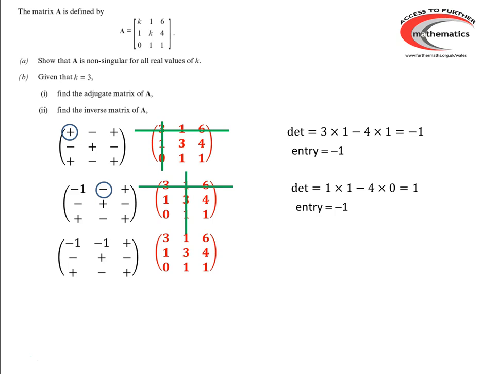So we now need to move on to the third entry in the first row. Cross out the corresponding row, cross out the corresponding column, work out the determinant of what's left. We've got a positive in the grid matrix, therefore the entry is just going to be the same as the determinant, which is going to be 1.